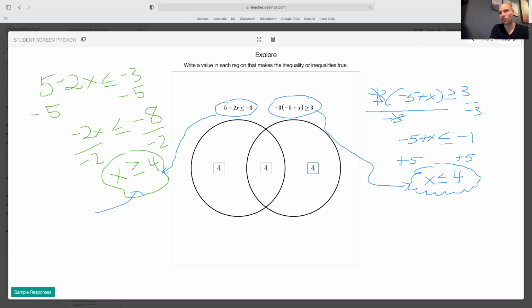Or if you just want to show that you understand the inequalities a little bit better, you can say, okay, this one is x is greater than or equal to 4, so I'll put a 5 here. And this one is x is less than or equal to 4, so I'll put a 3 in this one, just for whatever. All right, that's it. There you go. See ya.